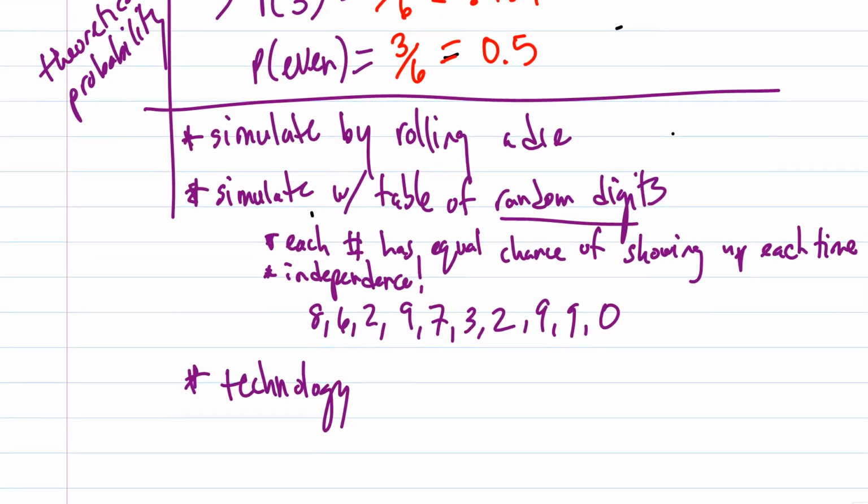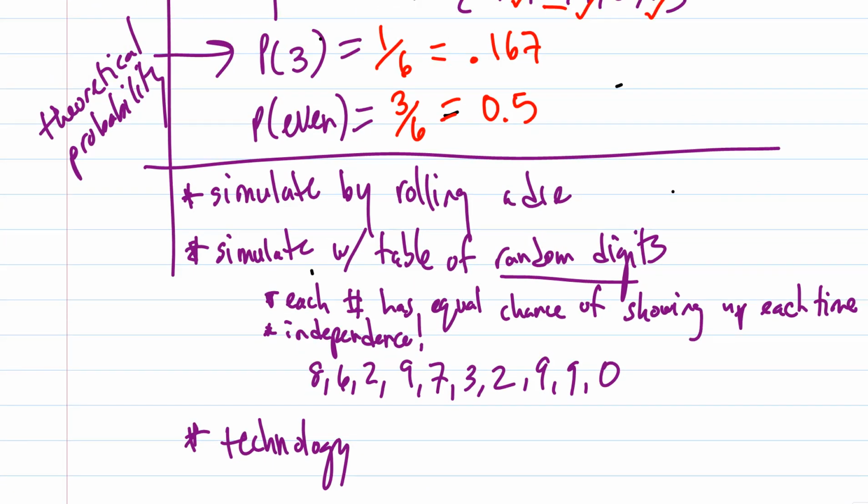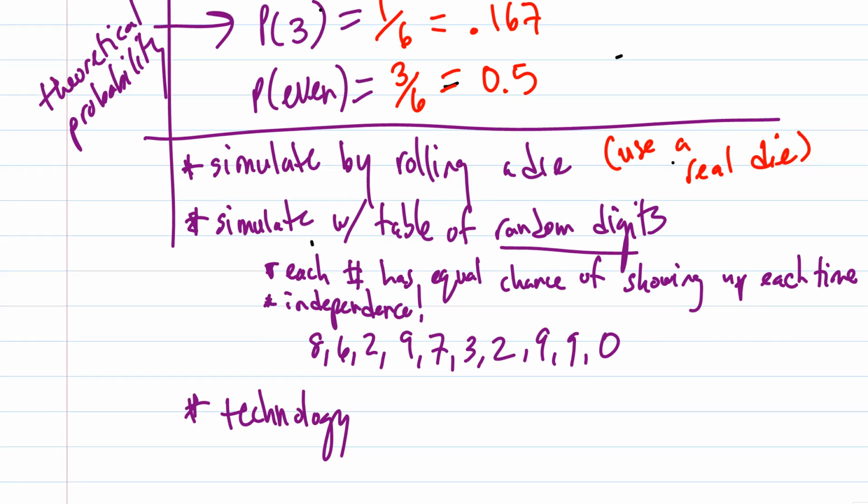So if I wanted to simulate rolling a die, there are little apps where I could just click a button and roll a die, but basically we could actually roll a die, so use a real die, and just roll it to simulate rolling a die, right? But I could also use a table of random digits. And so what I did here is I pulled the list of numbers out of a book of tables of random digits.